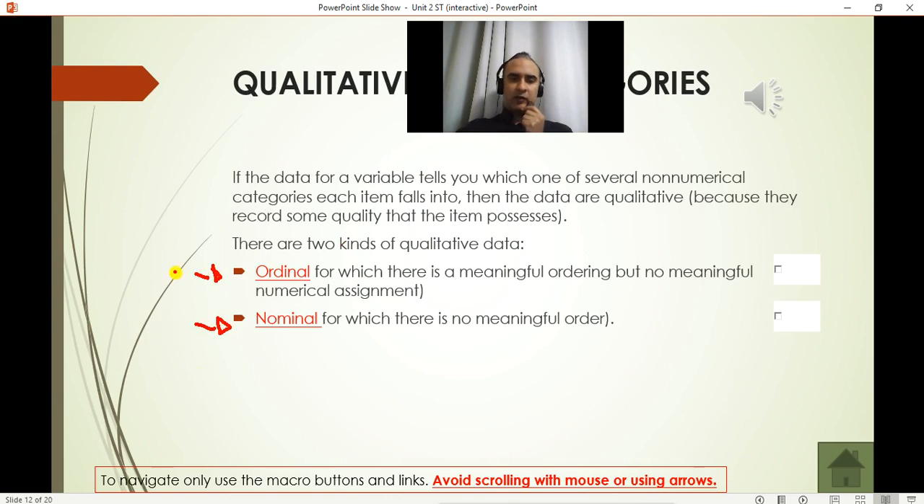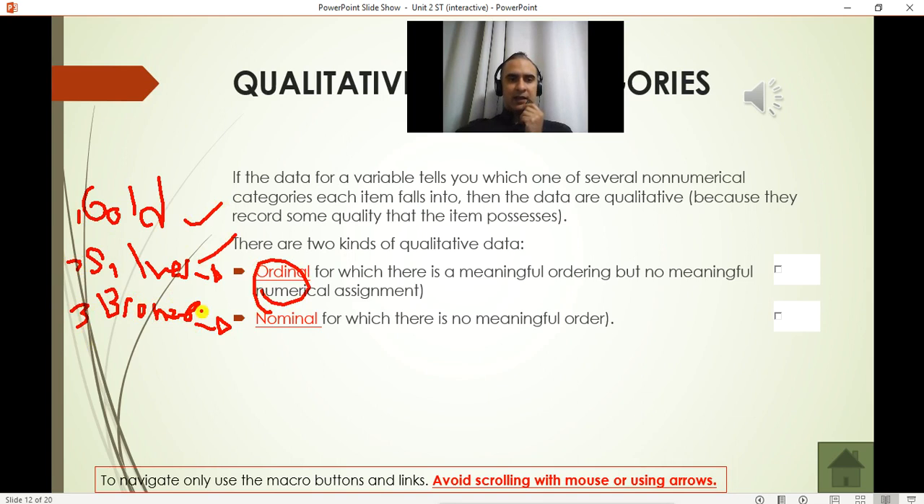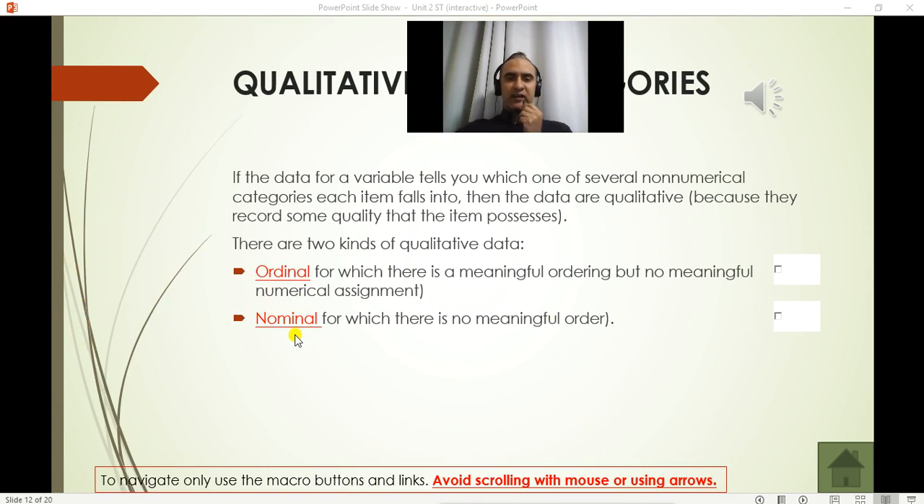So for example, we're talking about ordinal, and I can say, for example, gold, silver, and bronze. Horrible, right? Anyways, this is 1, 2, 3. That's ordinal. Although they are words, they have a certain meaningful order. So in this case, we have to look for those qualitative orders and we have to put them in order. Or in the other case, we have nominal, which is where there's no meaningful order.